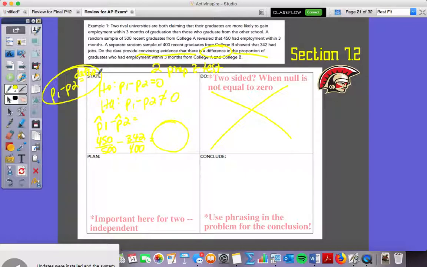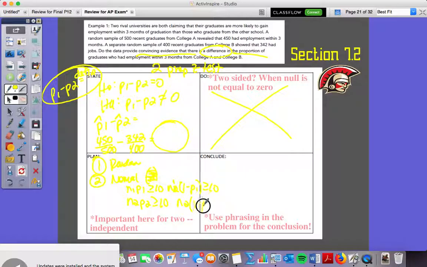Nicely done. Try to slide that in. Yeah, that's good. Make sure in the plan we also do random for both. And then in the normal for both, make sure we know the three conditions. Or I'm sorry, this would be the law of large counts. So n1 p1 greater than or equal to 10, n1 times 1 minus p1 greater than or equal to 10. You have to do the same thing for 2 as well.